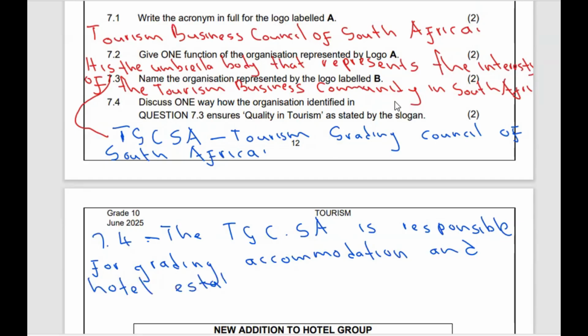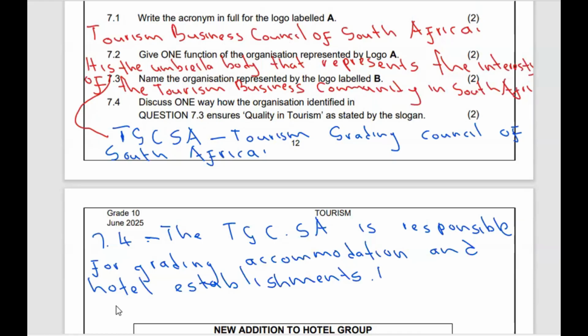So their main responsibility is the grading of accommodation and hotel establishments, whereby they use a star rating scale from 1 star up until 5 star. So if a hotel has exceptional services, they would label it as a 5-star hotel. Then if it has basic services, they would label that hotel as a 1-star hotel. Then when it is in between, it can be categorized as a 2-star, 3-star or even 4-star hotel. So the TGCSA is responsible for grading accommodation and hotel establishments.